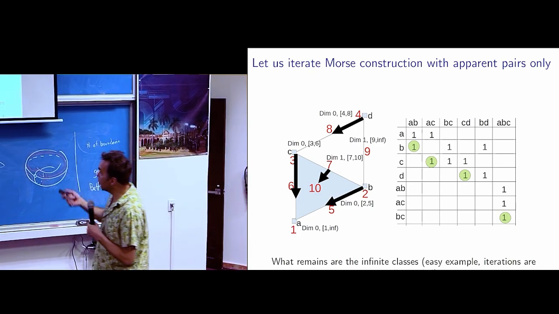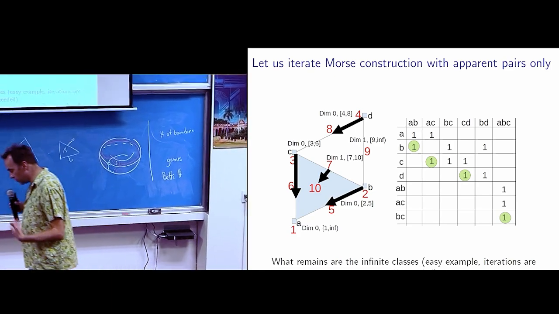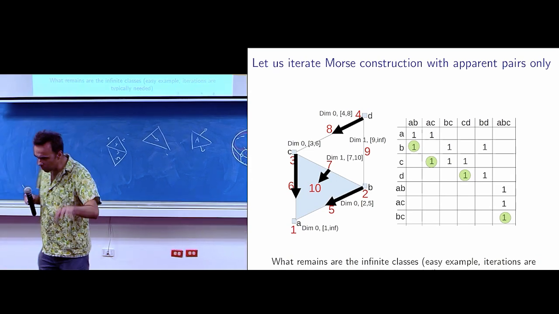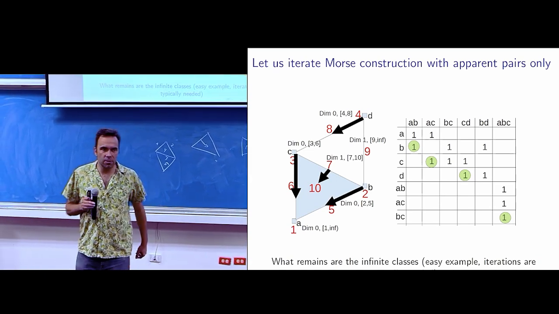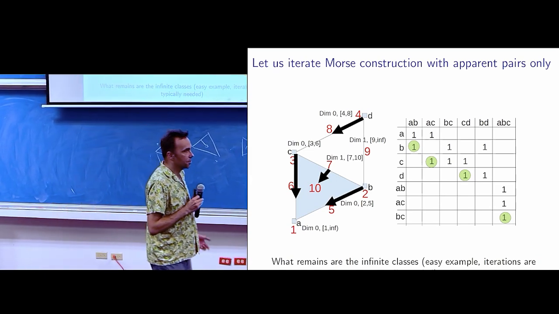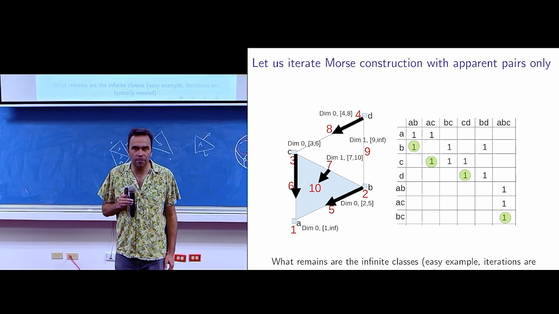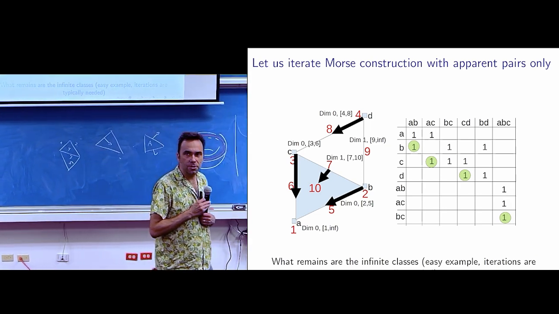So this is the way to constructing discrete Morse gradient, if you know how to compute persistent homology or homology using boundary matrix reduction. Okay? Using the apparent pairs. Questions?